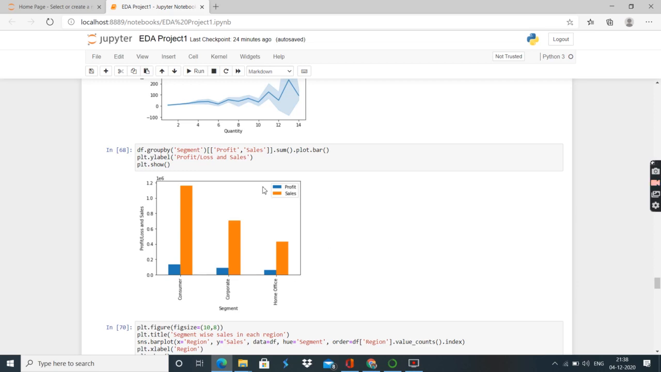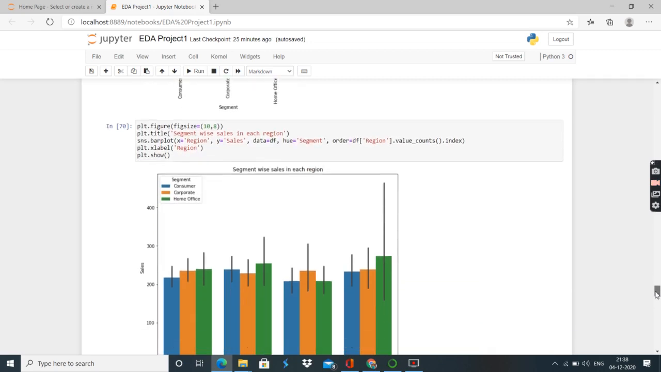In this one graph, I've tried to depict the distribution across profit and sales for different segments. You can see that across the segments of consumer, corporate, and home office, although the sales varies by quite a large extent, the difference in profit is minimal. What does that show? Is our store actually performing well?